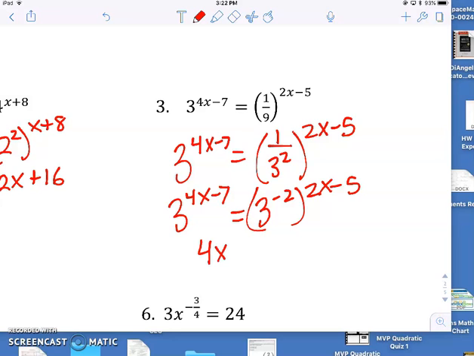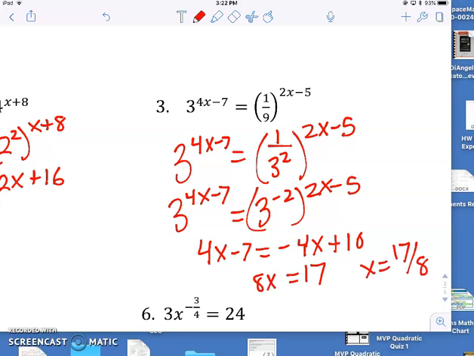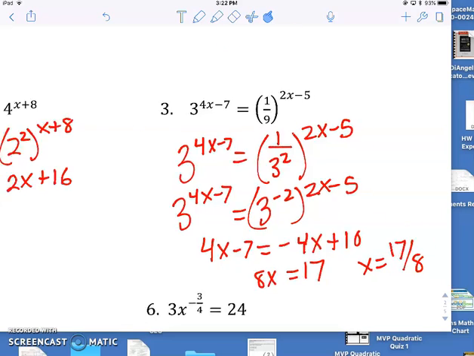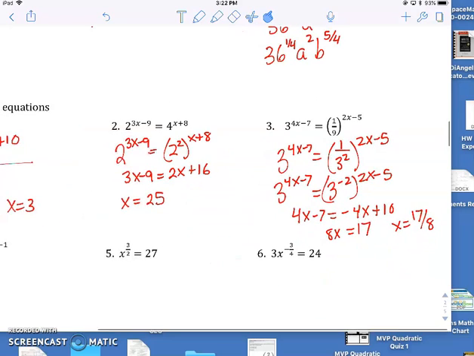So we have 4x minus 7. We distribute here. Negative 4x plus 10. Let's see, so we have 8x equals 17 when we solve, so x equals 17/8. And I know I'm skipping a few steps there, but you guys are good at solving these linear equations.